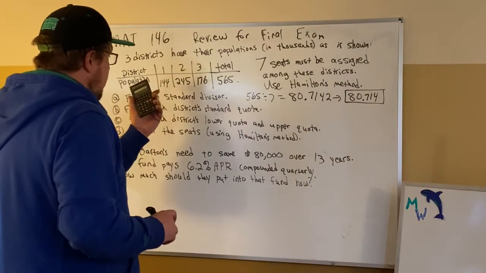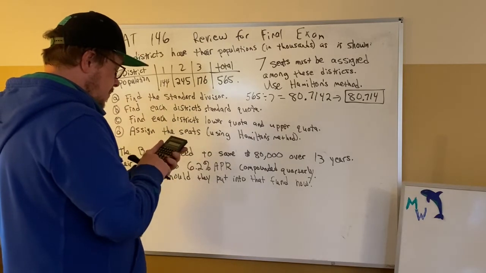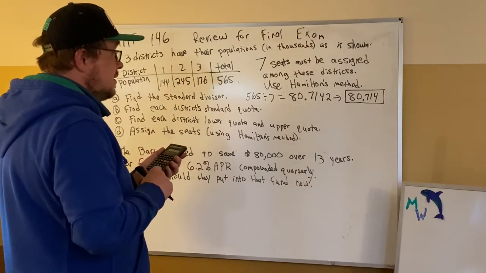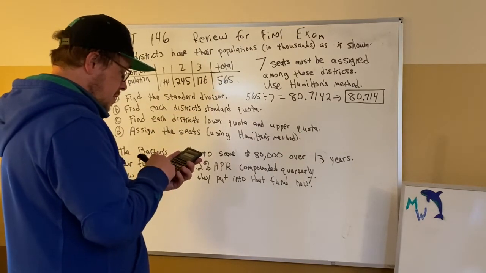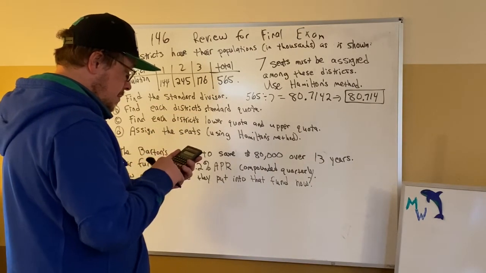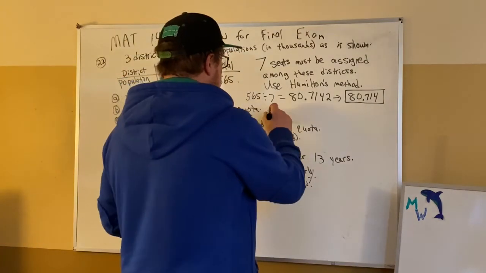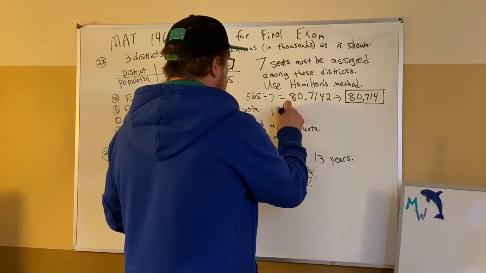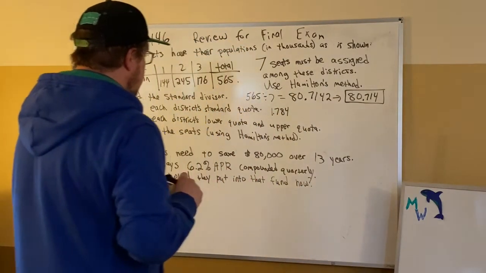That might occur with no decimal places, or maybe even 1 or 2. 144 divided by 80.714 is 1.7840, and that will become 1.784.